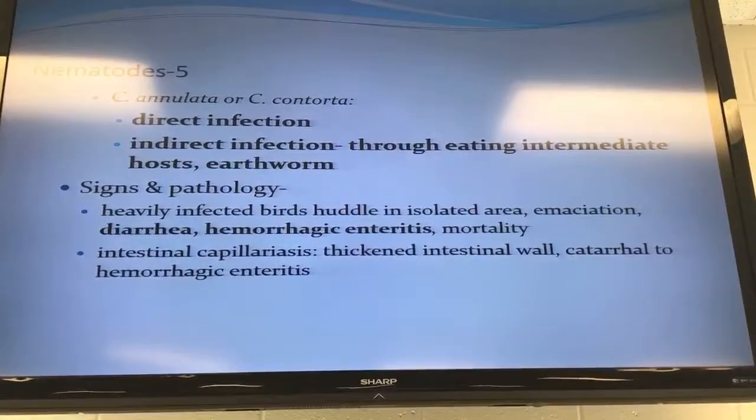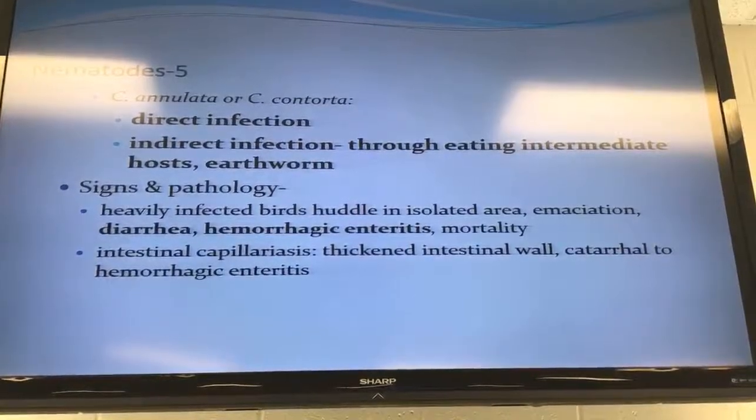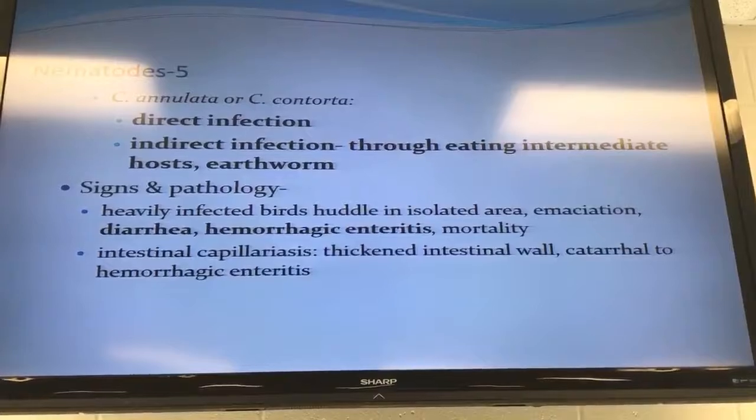Now, remember, we talked about Syngamus trachea. We said they had both a direct life cycle and an indirect life cycle. The same thing is true with Capillaria annulata and contorta, in that again, an intermediate host is the earthworm, just like it was in what? Syngamus trachea. So they can have a direct life cycle where the eggs are passed in feces and consumed by birds. Or the eggs are passed in feces, consumed by the earthworm, and then the chicken eats the earthworm, okay?